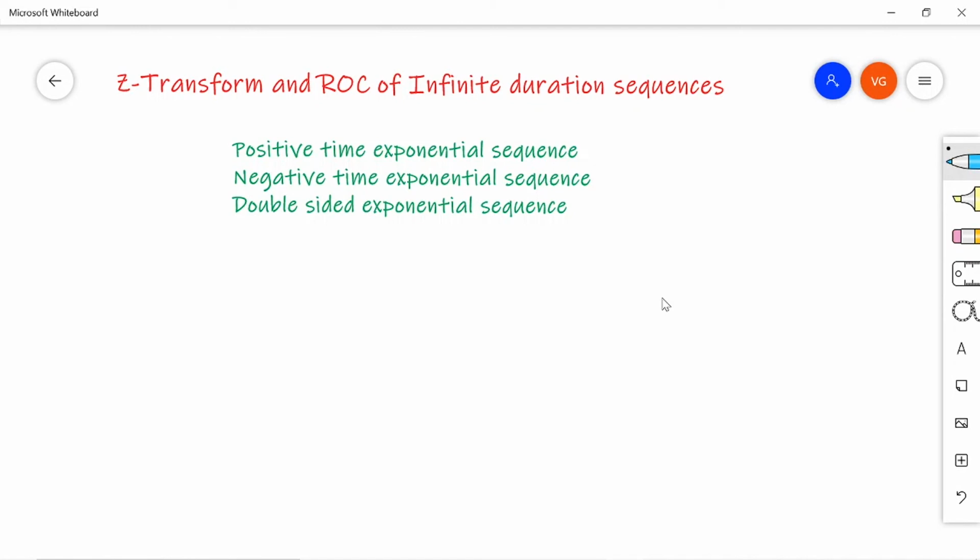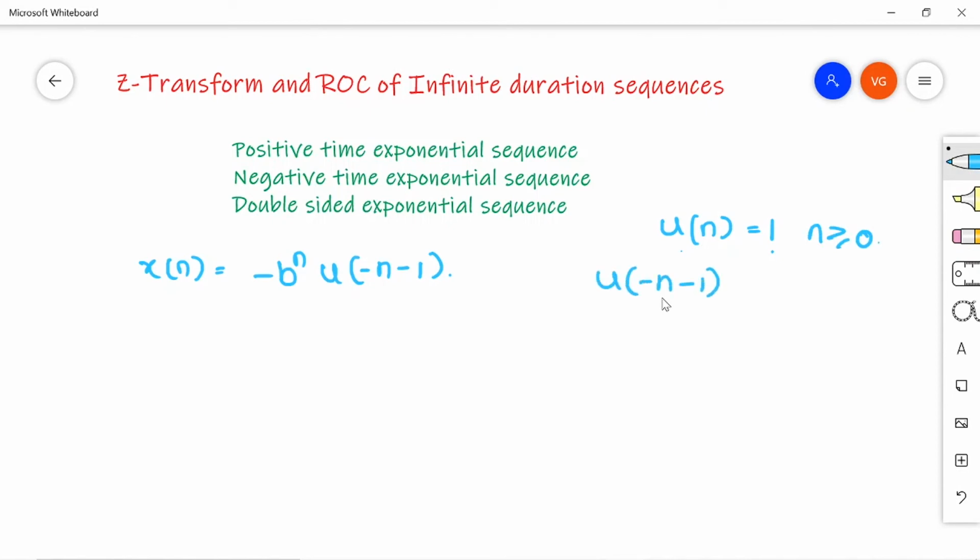Coming to negative time exponential sequence, the x of n is defined as minus b power n u of minus n minus 1. See, we know u of n is a unit step signal. U of n is equal to 1 for n greater than or equal to 0. Now define for u of minus n minus 1. That is also equal to 1 when minus n minus 1 is greater than or equal to 0.